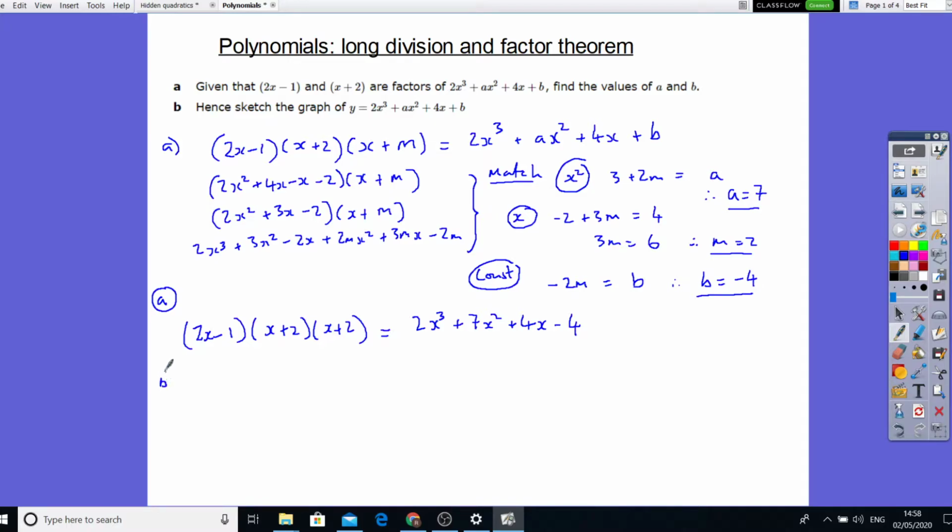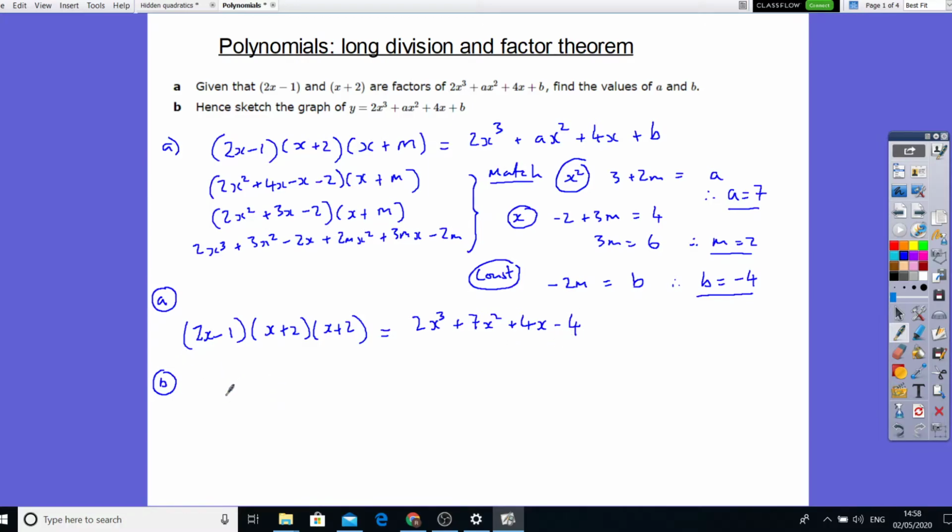Part B, let's have a look. Now it goes here, sketch this graph. Now in order to sketch this graph we need to factorize it, which we have done here. Now the importance of factorizing it, we can then find out the roots, and once we've got the roots we know where that's going to cross the x-axis, and from here straight away, having it in this form, we know that when x equals 0, it crosses the y-axis at minus 4.